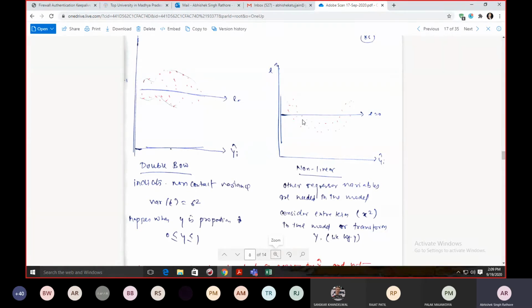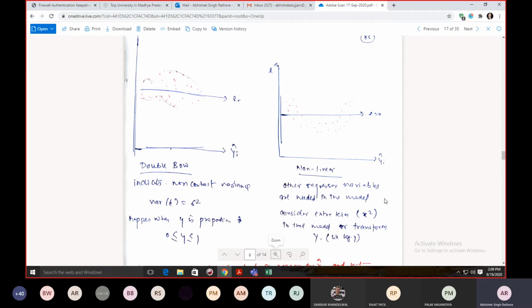A non-linear plot can be of any form. This is just one form of non-linear. Again you can have a non-linear form over here. This is again considered to be unsatisfactory, so you require another variable to be added in your model. We can add some extra term like x square. We have a model in x, then we can have some x square, or we can say that we are adding a quadratic term over here. So we need to transform our model.